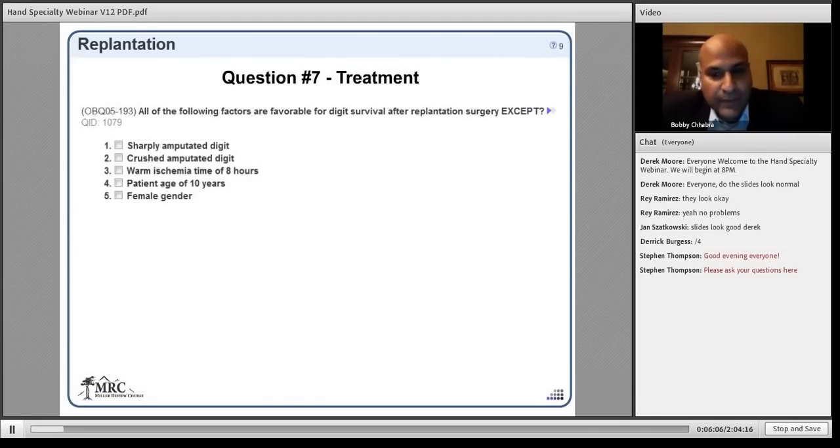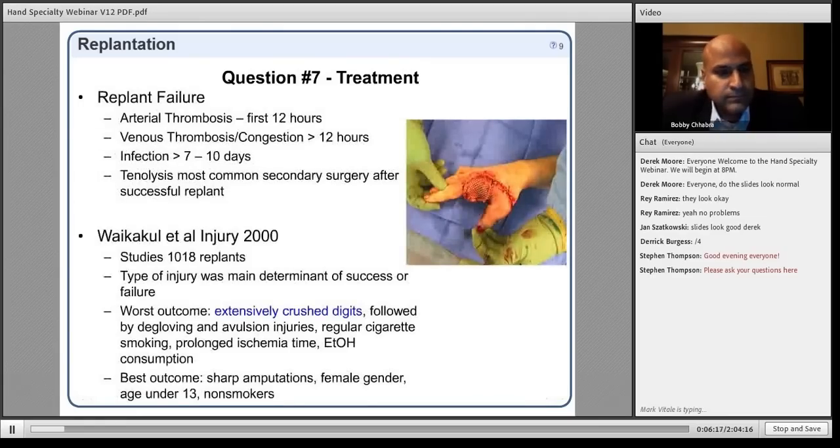Next question. All of the following factors are favorable for digit survival after replantation surgery, except. So why do replants fail? This is important information. Usually within the first 12 hours, it's because of arterial thrombosis. And beyond that, it's venous congestion. And after about a week, if a replant fails, it's usually because of an infection.